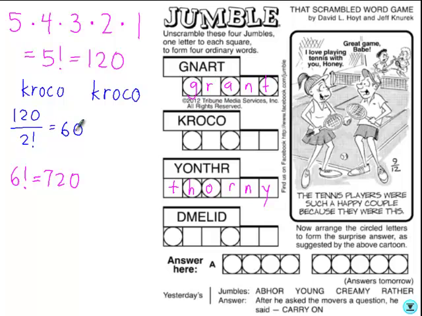Okay, for this right here, it would be 6 factorial. Well, there are 2 D's, so I have to divide by 2 factorial. So it would be 360 options.